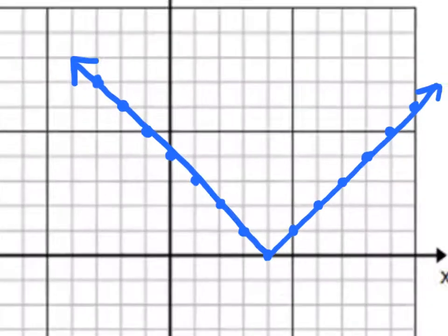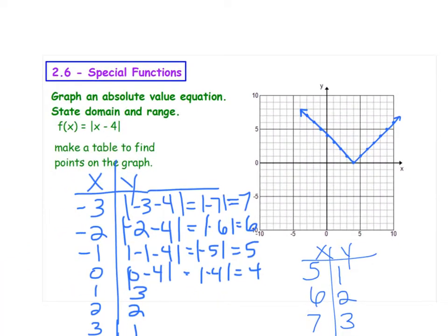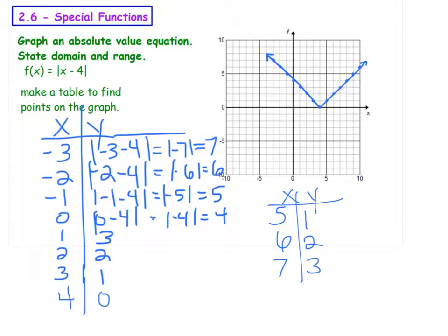As far as domain and range for this one, you can plug any number in there because you can subtract 4 from any number, and then you can take the absolute value of any number. So domain is going to be all real numbers. All reals. I know it's really fat.